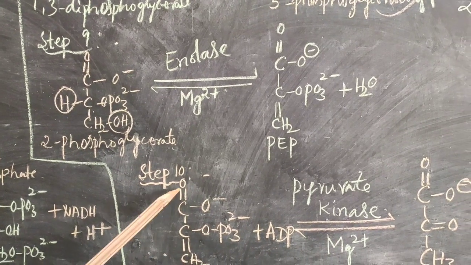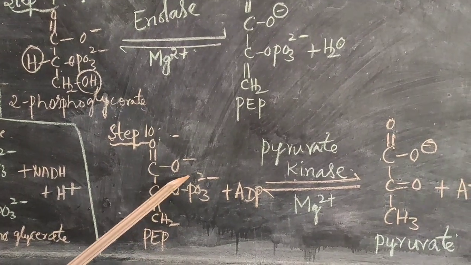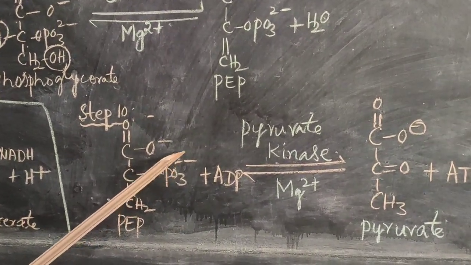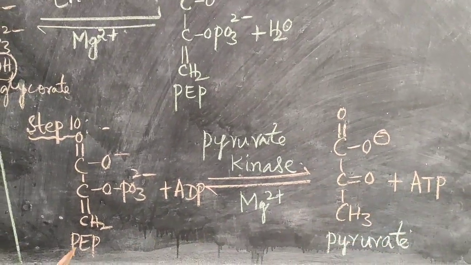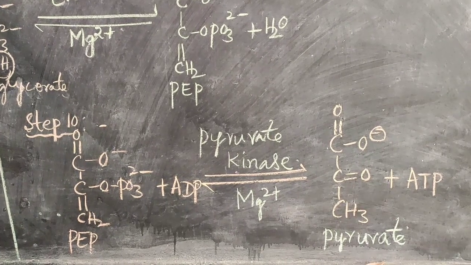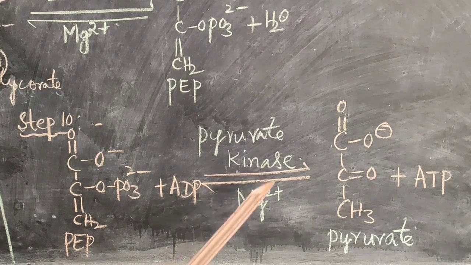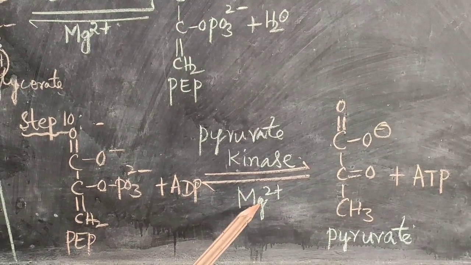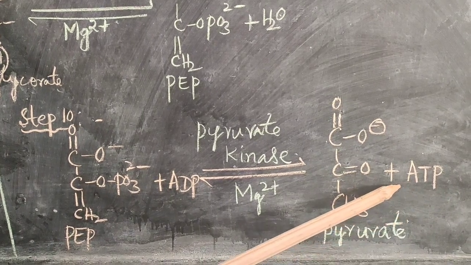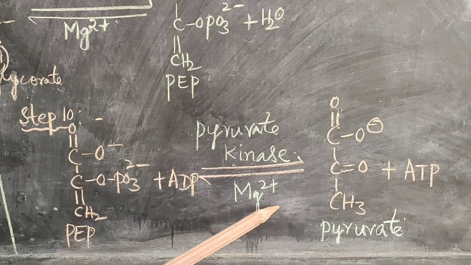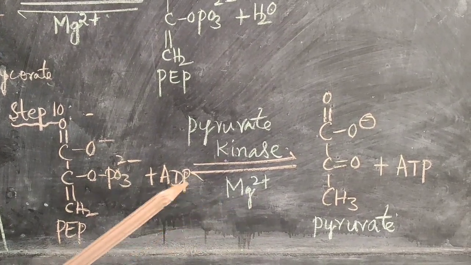And in the last step of glycolysis, that is step number 10, phosphoenolpyruvate donates this phosphate group to ADP to form ATP. PEP is converted to pyruvate, catalyzed by the enzyme pyruvate kinase, which requires Mg2+ as an activator. So this is another step in glycolysis where ATP is generated, and this is the second substrate level phosphorylation in glycolysis. So you can summarize glycolysis.